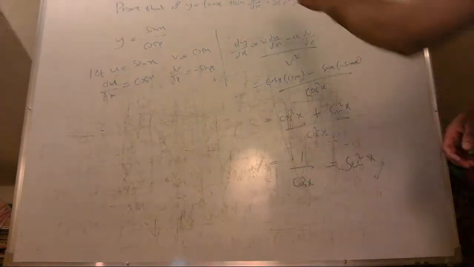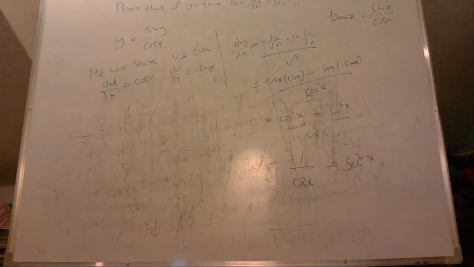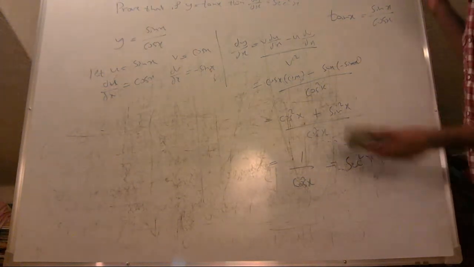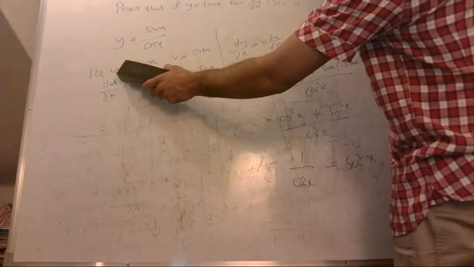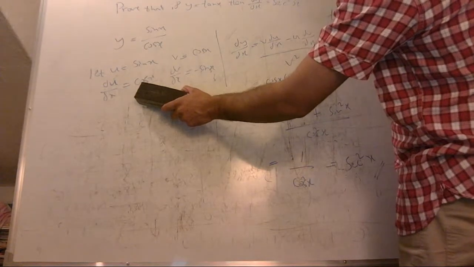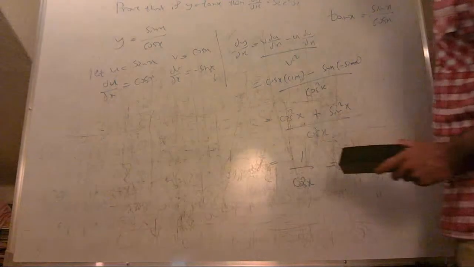of tan x. Okay, so let's just do one more question and we will finish the video after that. So I hope that's clear. So let's just go through this actually. So tan x is the same as sin x over cos x. So if you let u equal sin x, du dx equals cos x. If v equals cos x, dv dx equals minus sin x.